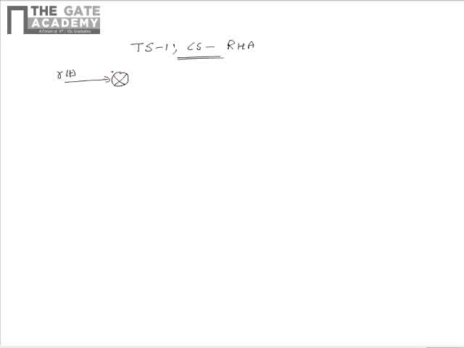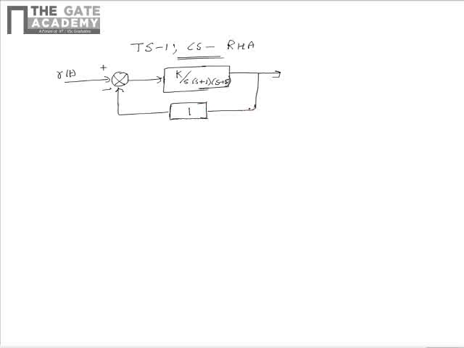The control system takes an input of R of t and it has G of s as K by s into s plus 1 into s plus 5. This is the feed forward transfer function, and the feedback in the control system is the unity negative feedback.